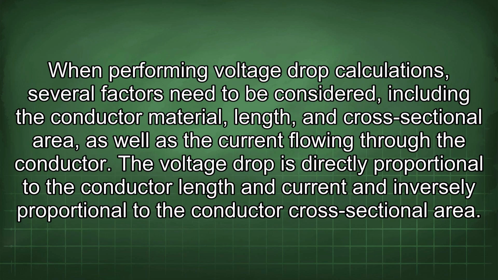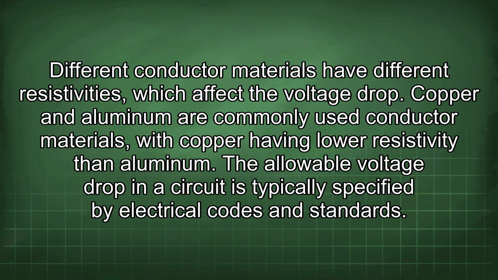When performing voltage drop calculations, several factors need to be considered, including the conductor material, length, and cross-sectional area, as well as the current flowing through the conductor. The voltage drop is directly proportional to the conductor length and current, and inversely proportional to the conductor cross-sectional area. Different conductor materials have different resistivities, which affect the voltage drop. Copper and aluminum are commonly used conductor materials, with copper having lower resistivity than aluminum.